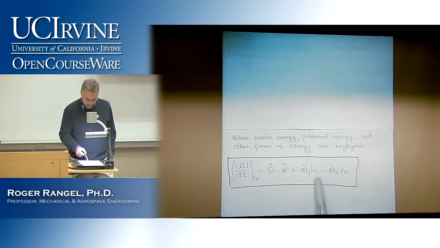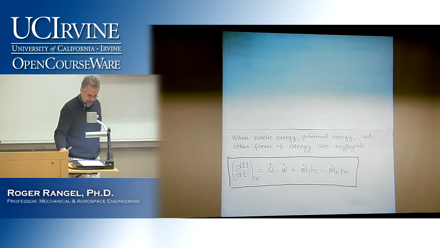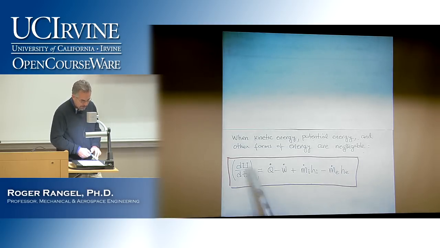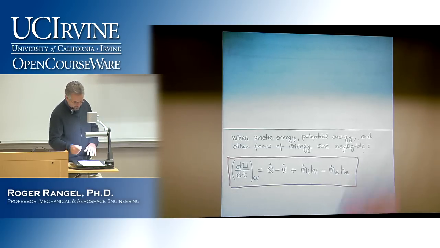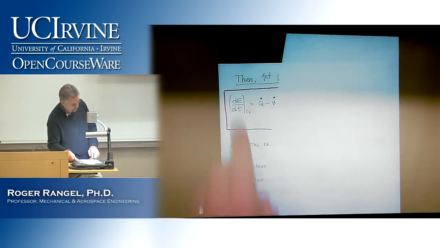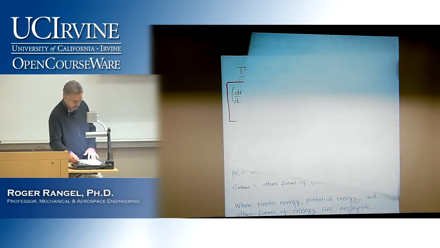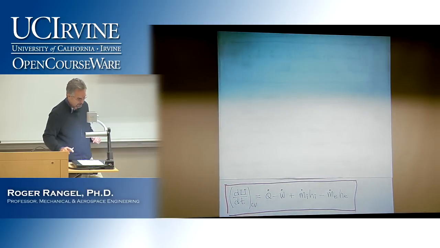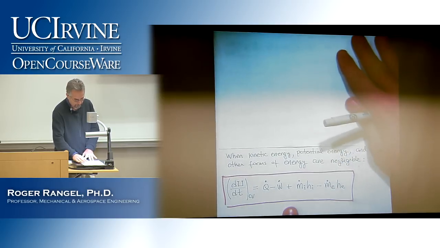All you have is, for the mass that flows in, you need the enthalpy of the flow going in, and then you need the enthalpy of the flow going out, the exiting enthalpy. Notice that I also changed the left-hand side. In the original equation it is dE/dt, but because I am neglecting kinetic energy and potential energy, all I have left on the left-hand side is internal energy.